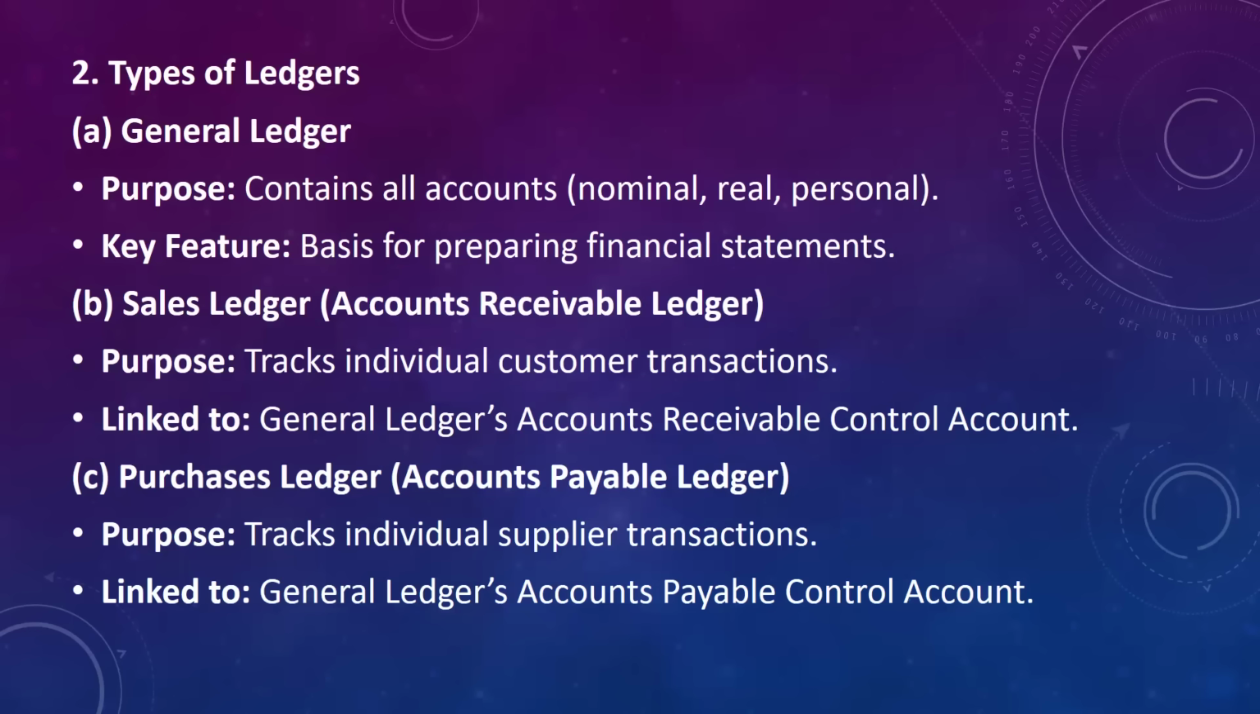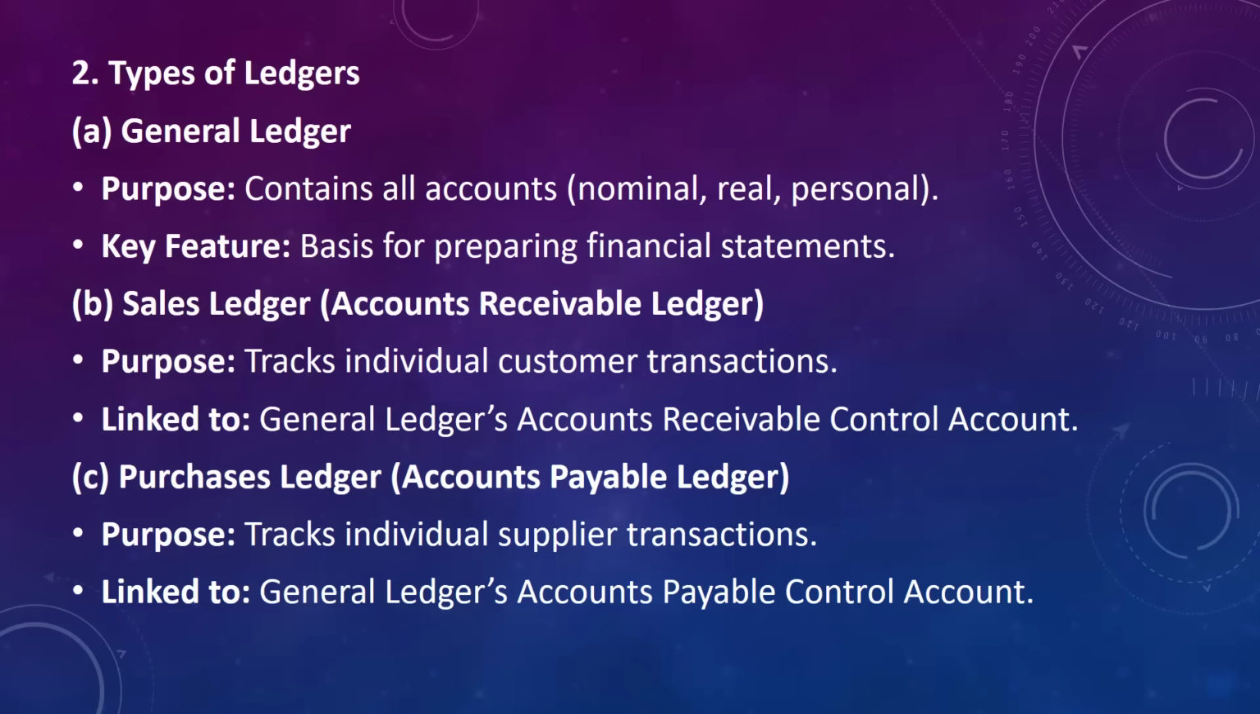Now you have three types of ledgers. You have your general ledger, your sales ledger, and your purchases ledger. All of your real and your nominal accounts will be recorded in the general ledger. Now, your personal accounts, specifically accounts receivable, people that owe you money, their accounts will be located in the sales ledger.